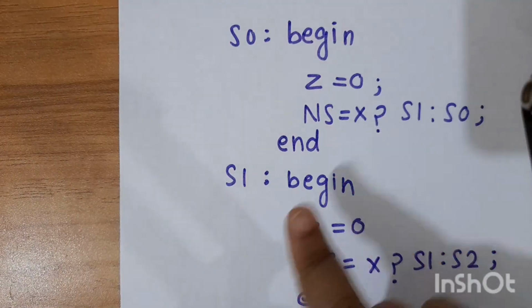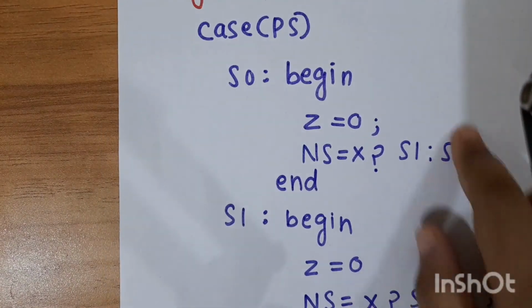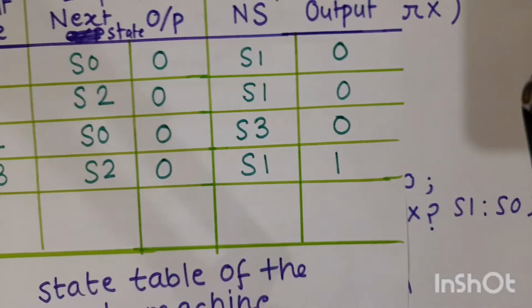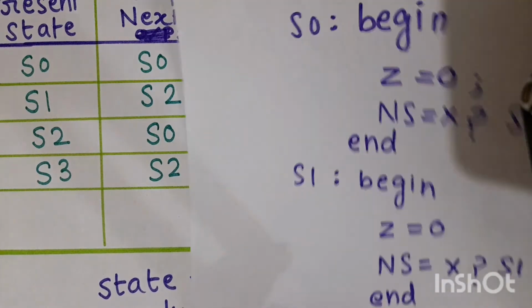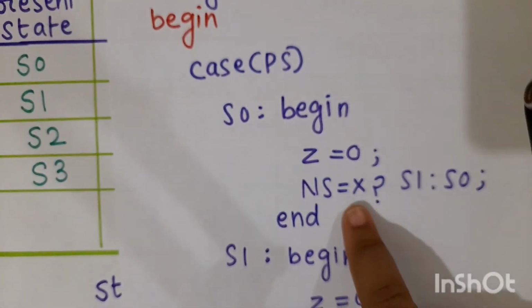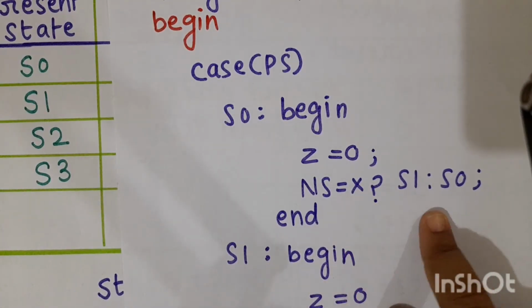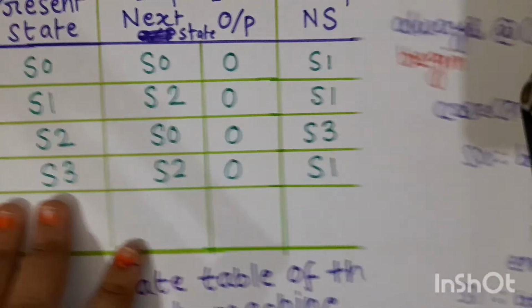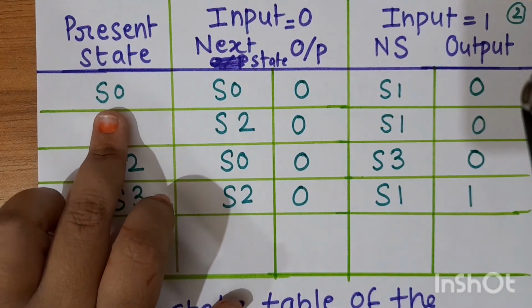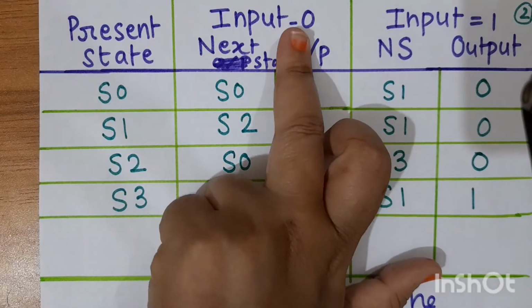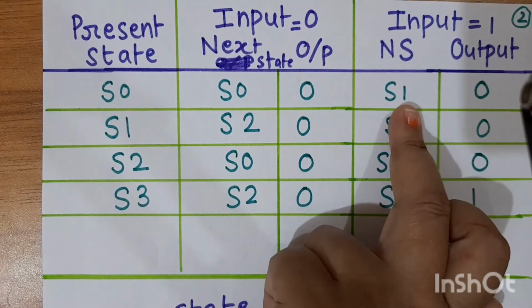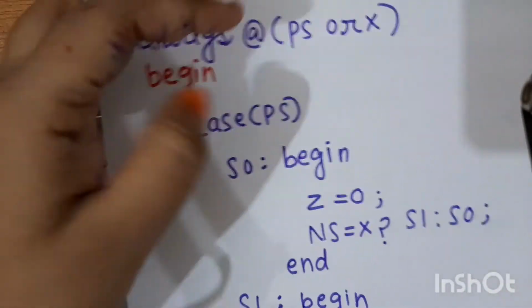Now if the present state is S1, you can easily make this from the state diagram. Keep the state diagram next to the Verilog code and see. For S0, if the input is 1, S1; if the input is 0, S0. For the next state, you see, for S0 state, if the input is 0 then you remain in S0 state. If the input is 1, you move to the S1 state.